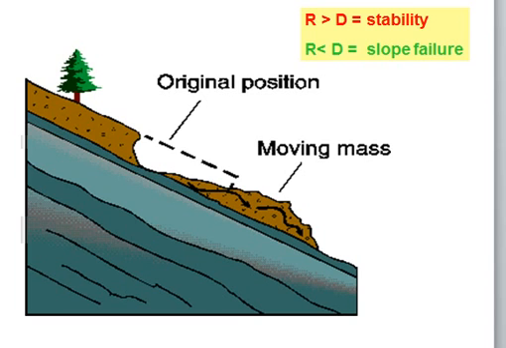So looking at it, if the resistance force is greater than the driving force, you're going to have an element stable on the landscape. If the resistance force is less than the driving force, you're going to have slope failure.